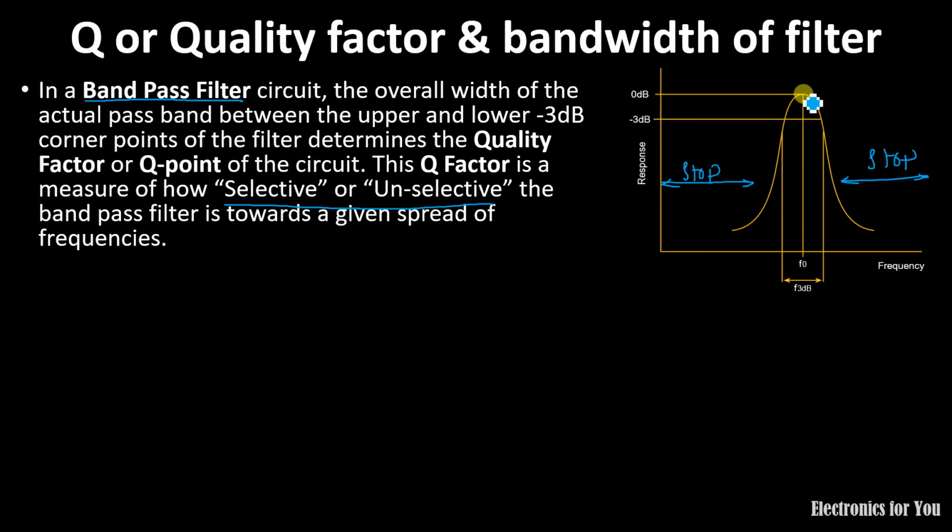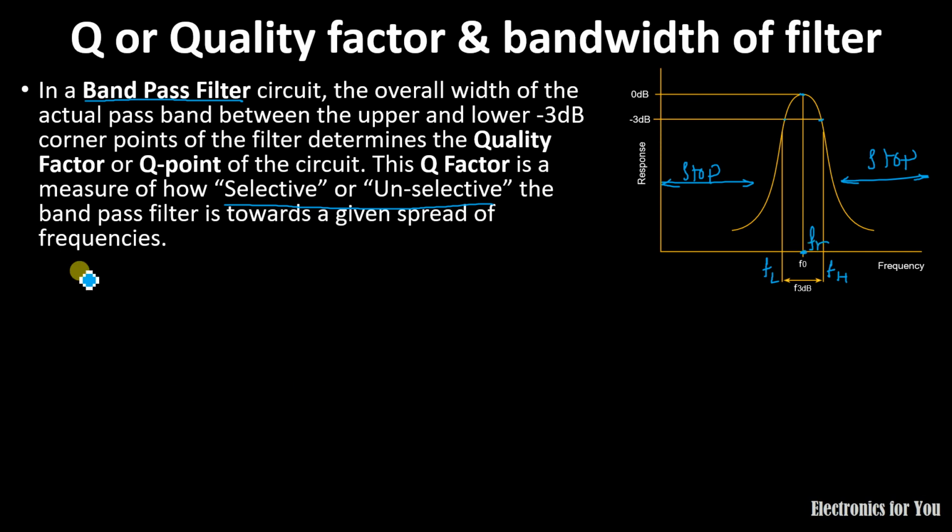If we consider the 3 dB frequency here, this will be called the higher cutoff frequency indicated by fh, and this one is the lower cutoff frequency indicated by fl. This frequency, that is to say at center, we call the resonant frequency. It is indicated by fr.